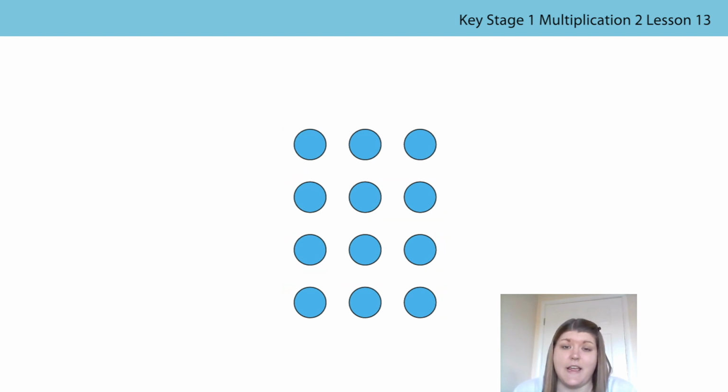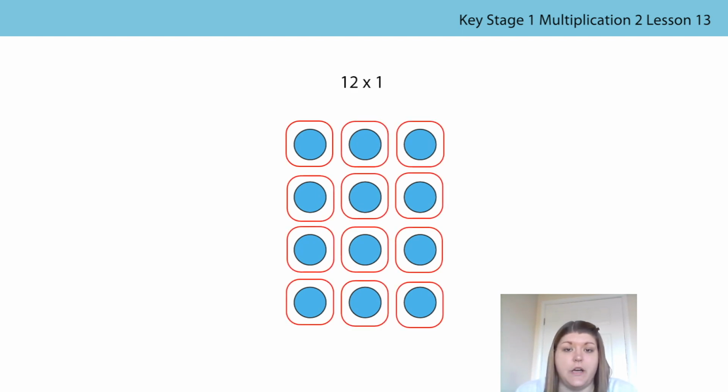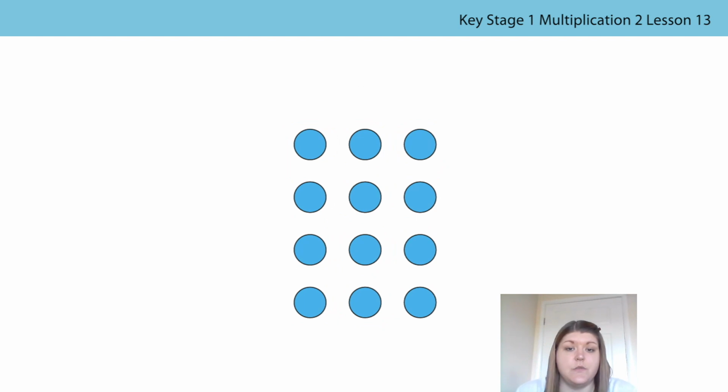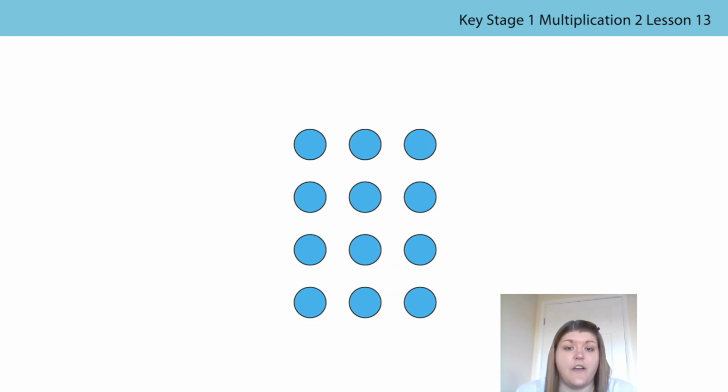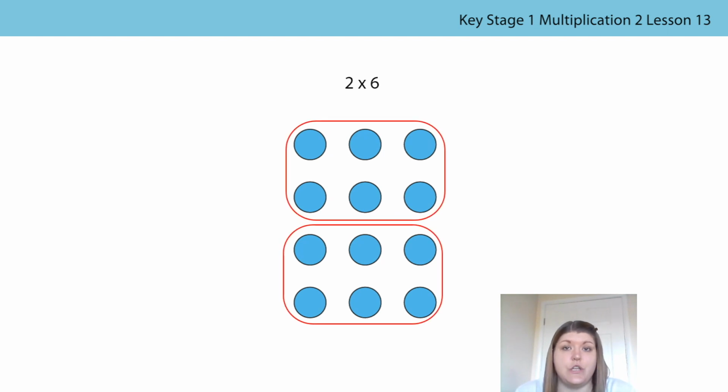Then Miss Perry asked if you could challenge yourself and see if there were any other expressions that you could find out of the counters. When I had a look, I found 3 ways. Let's have a look at them. The first way was 12 ones. The second way was 6 2s. And the third and final way that I found was 2 6s. If you found all 3 ways, give yourselves a big thumbs up. Well done.